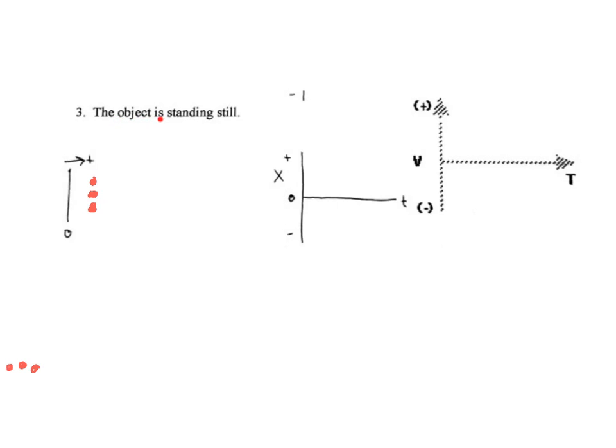Now, I don't know how many of you put the object in a positive position for this. Does it say where the object is standing still? No. So, if you said it was in a positive position, then that's fine. Could you say that it was in a zero position? Could the object be in position 0? Yeah, that works. Could we say that the object was in a negative position?